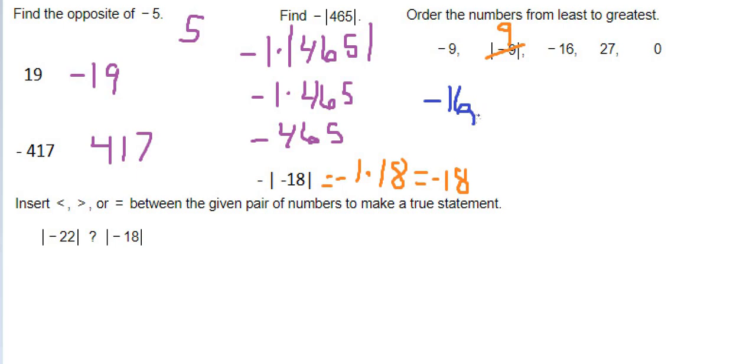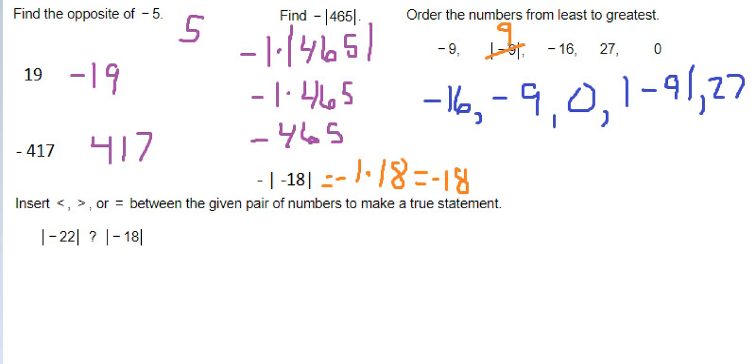Then we have a -9 that takes care of the negative numbers. Then we have a 0. Then we have the absolute value of -9, which is really 9, and then 27. And you may want to make a number line just to kind of visualize it a little bit better.